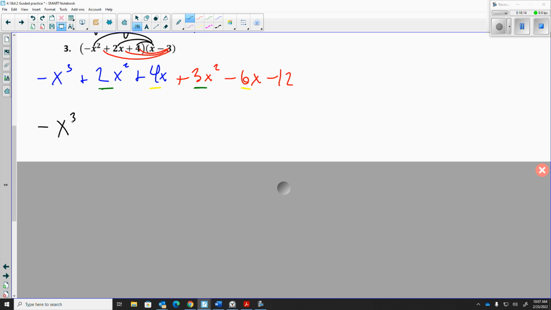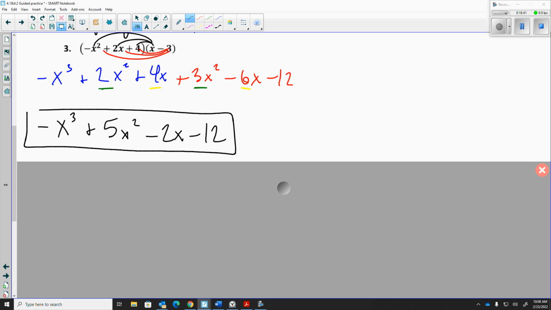What comes next? Okay, so it's 2x squared and 3x squared. So that's 5x squared. What's next? The x, and how many x's do I have? Negative 2, because 4 minus 6 is negative 2. And what's at the very end? There were no other constants, right? So negative 12 didn't change. All done. Capiche? Okay.